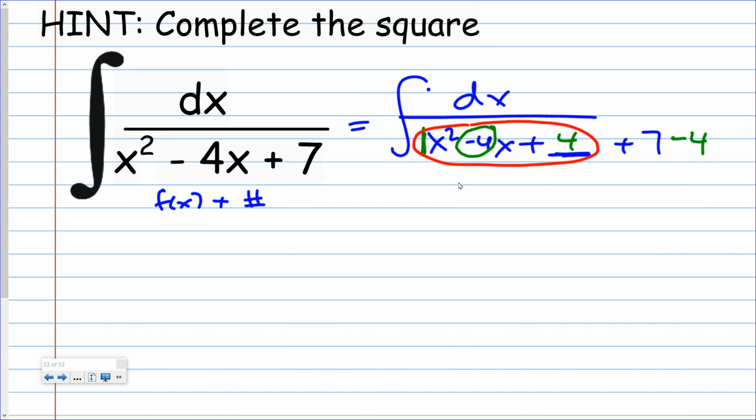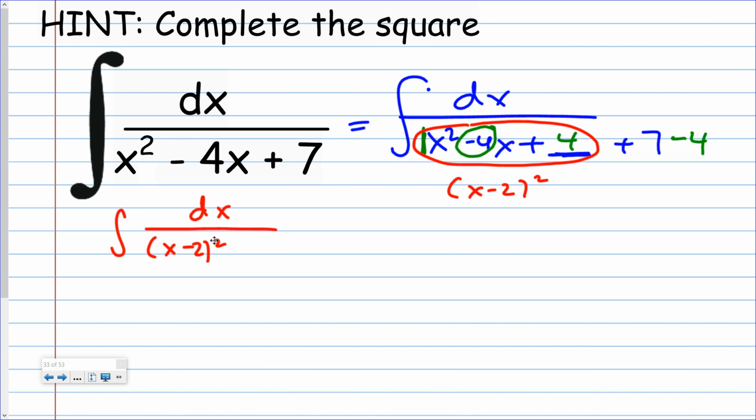What does that mean? You can rewrite this as x minus 2 squared. Okay, it's a rewrite thing. So what happens is you change this problem into dx over x minus 2 squared plus 3. And this problem is a very nice arctangent problem. Why? Because this is equal to u squared. Okay, this is equal to a squared. That means my u is equal to x minus 2. You see that? This is kind of tricky. That means my a is equal to square root of 3.